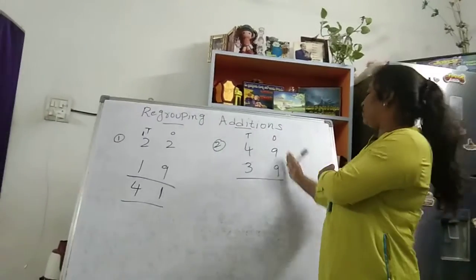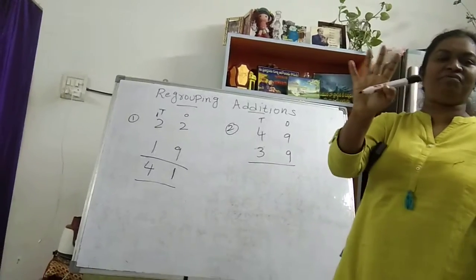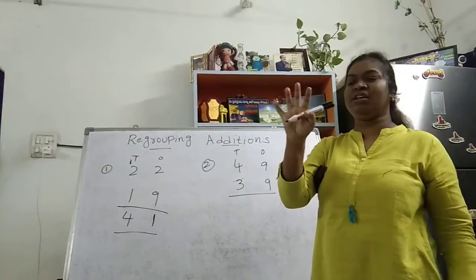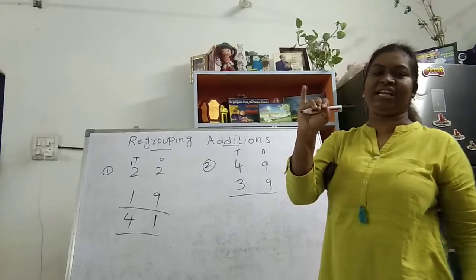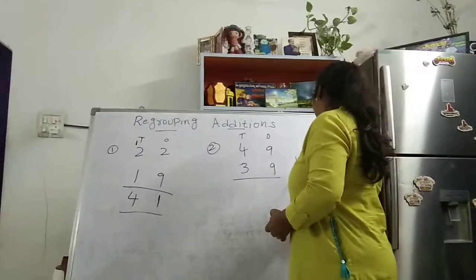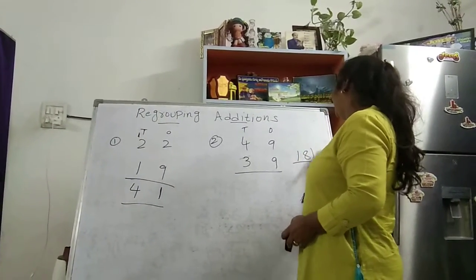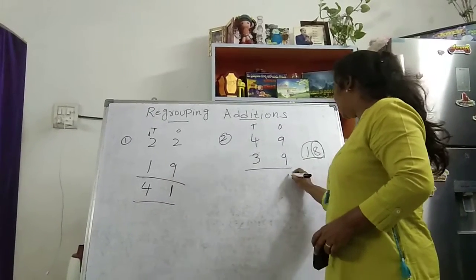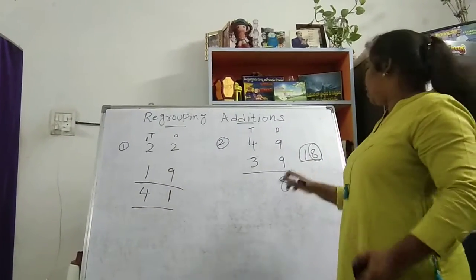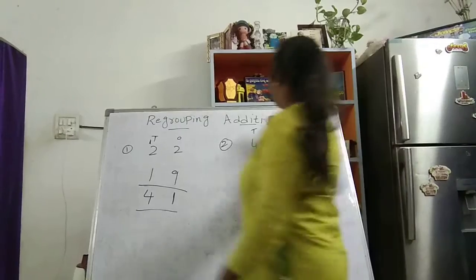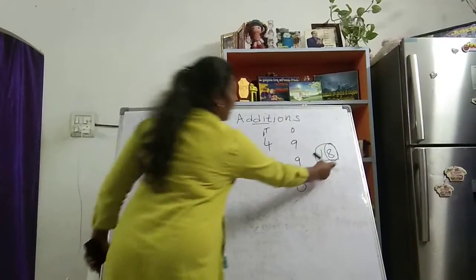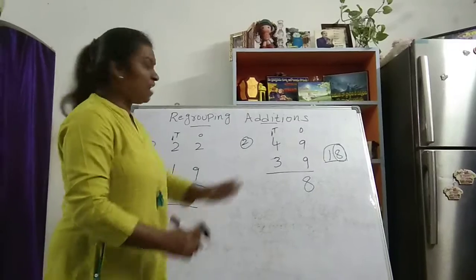We have to add the ones place, so 9 in the mind, 9 on the fingers: 10, 11, 12, 13, 14, 15, 16, 17 and 18. What is the answer? 18. Now you cannot take two digits here, so we are taking only one digit, that is 8. You have one more number, you have to borrow it in the tens place. 8 we are taking here and 1 we are borrowing in the tens place.